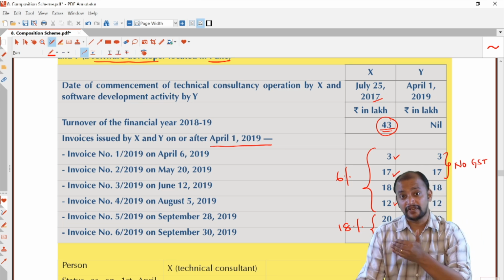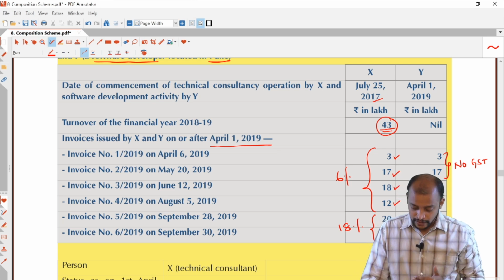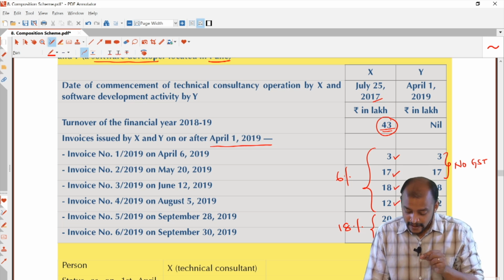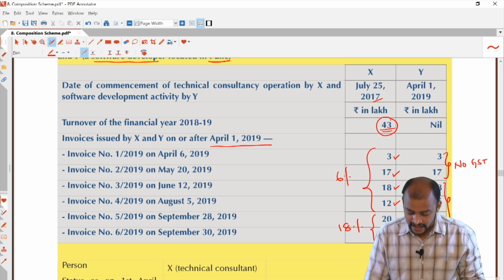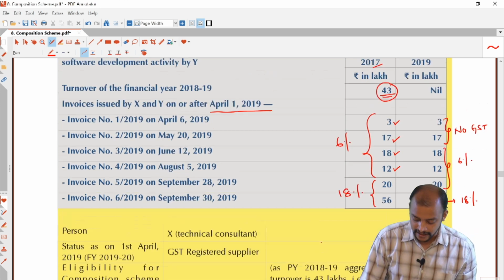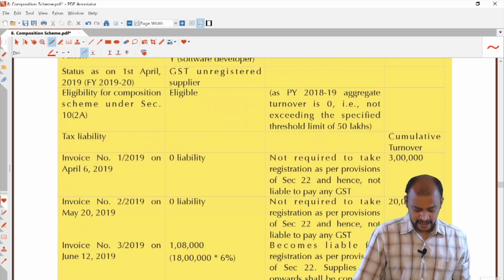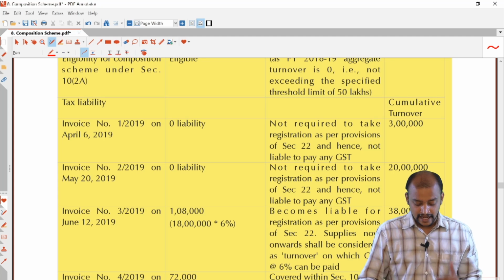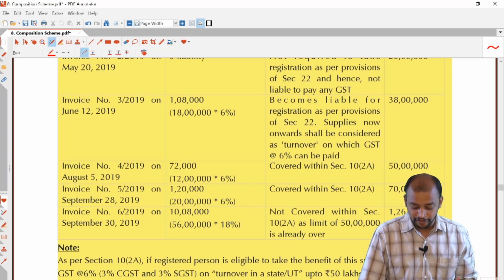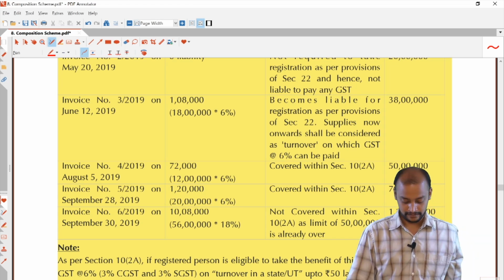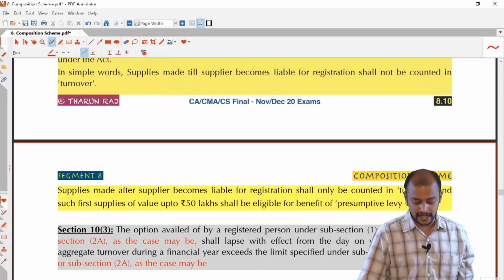Thereafter, additional 50. So 18 plus 12 is 30 plus 20. So this is the additional 50 on which 6%, and on the last invoice it will be 18%. So see that. The first 3 and next second invoice, 0 liability. Why? Threshold limit. Thereafter the next invoices up to 50 lakhs it will be 6%. Last invoice only it will be 18%. So that's the way in which you need to arrive at the answer.